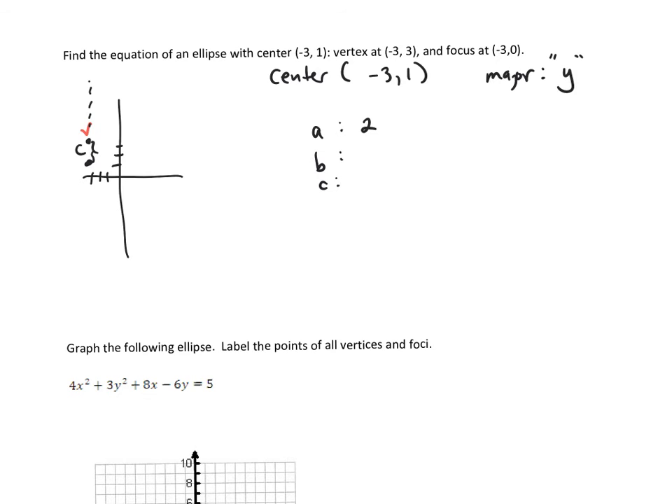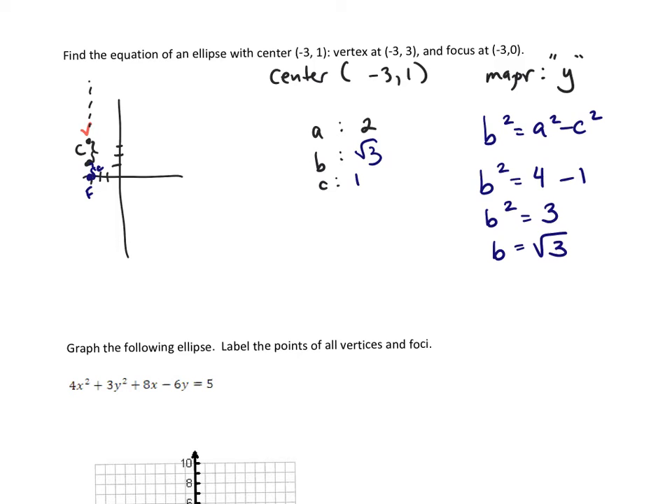I also know the focus is at negative 3, 0, so this is a focus, which also backs up my major axis idea. So I know C is going to be 1, because the distance from the center to the focus is c. So this actually gives me enough information to finish up because I know b squared equals a squared minus c squared. So b squared is going to equal 4 minus 1, 2 squared minus 1 squared. So b squared will equal 3, b will equal radical 3.